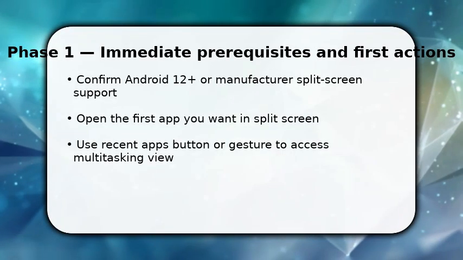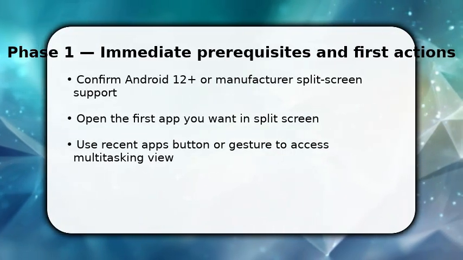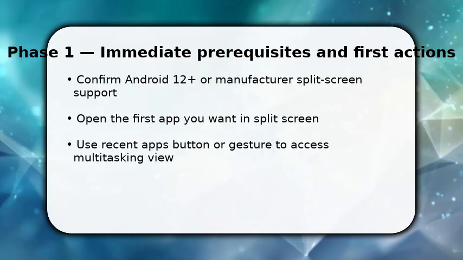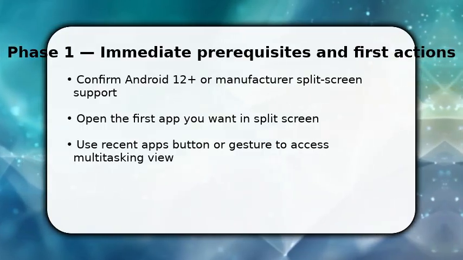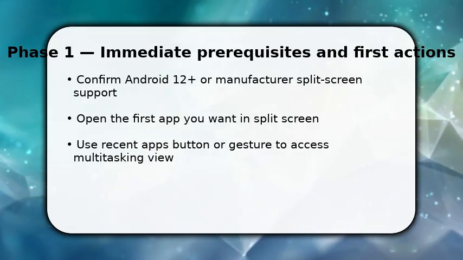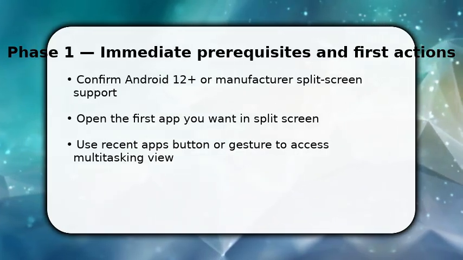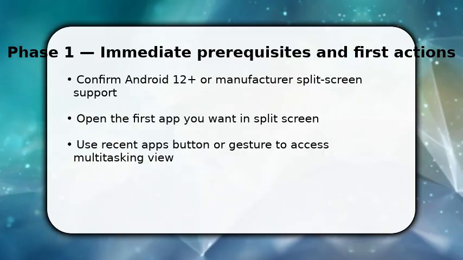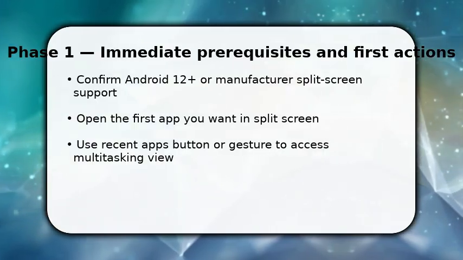You start now. Make sure your Moto G85 runs a modern Android build and the apps support multi-window. Open the first app you need, then tap the Recent Apps button or swipe up gesture to show multitasking. Once the overview appears, locate the app card. Press and hold its icon or card until the menu appears.